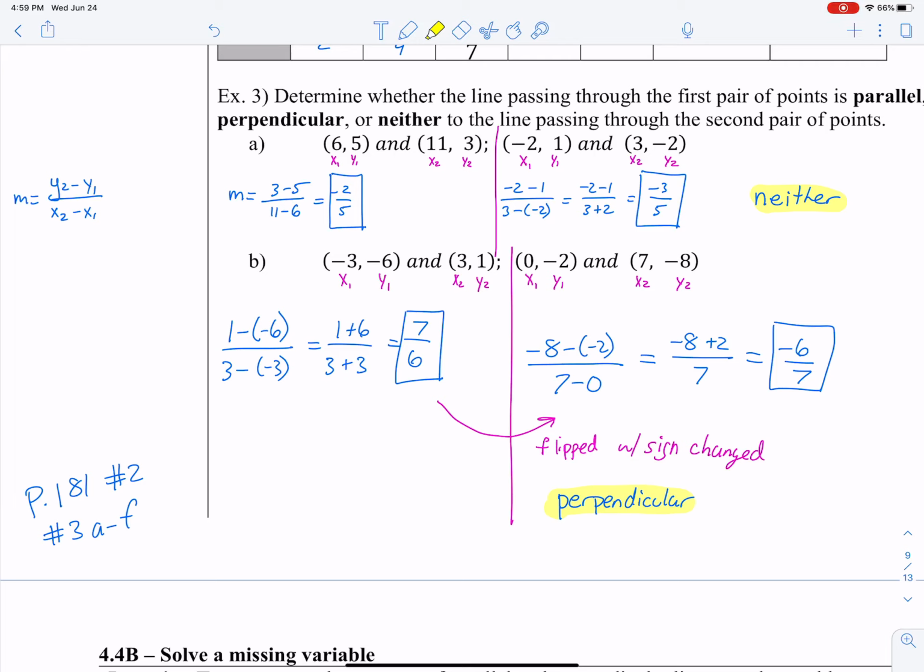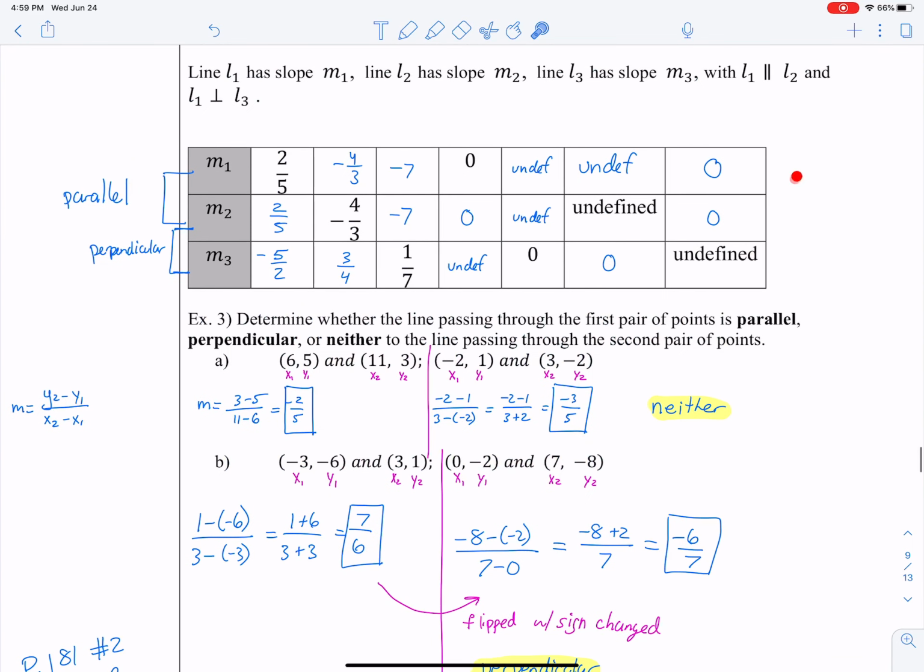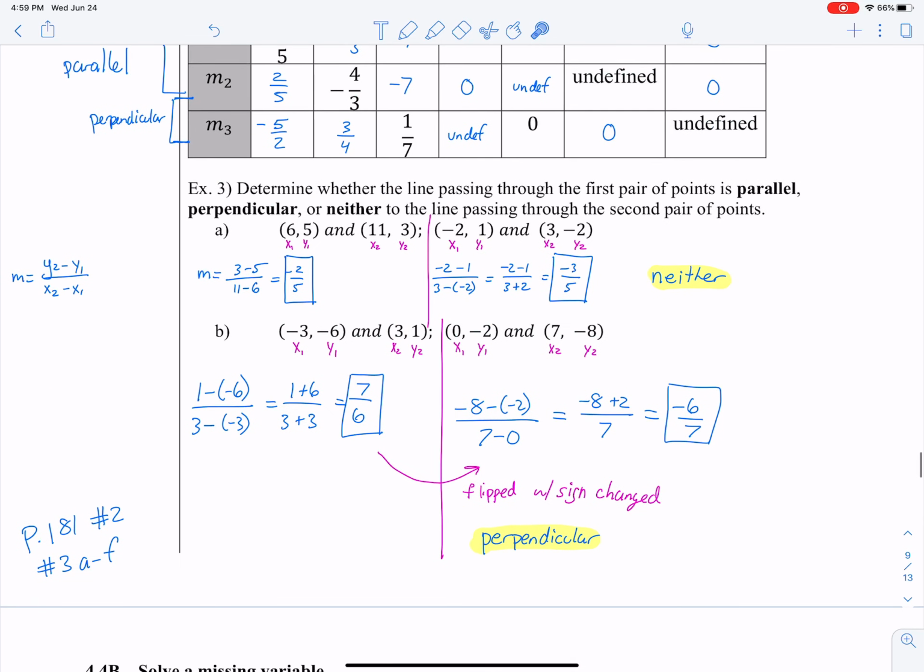Okay. It's important that you show the two slopes for these questions as well as write your final answer. Okay. So now you can go to page 181 and do number 2. Number 2 is just like this. You do it the exact same way. And then you're going to do number 3, A to F. It's on the next page, I think, so 182. And it's similar to this. Okay, and that's the end of 4.4a.